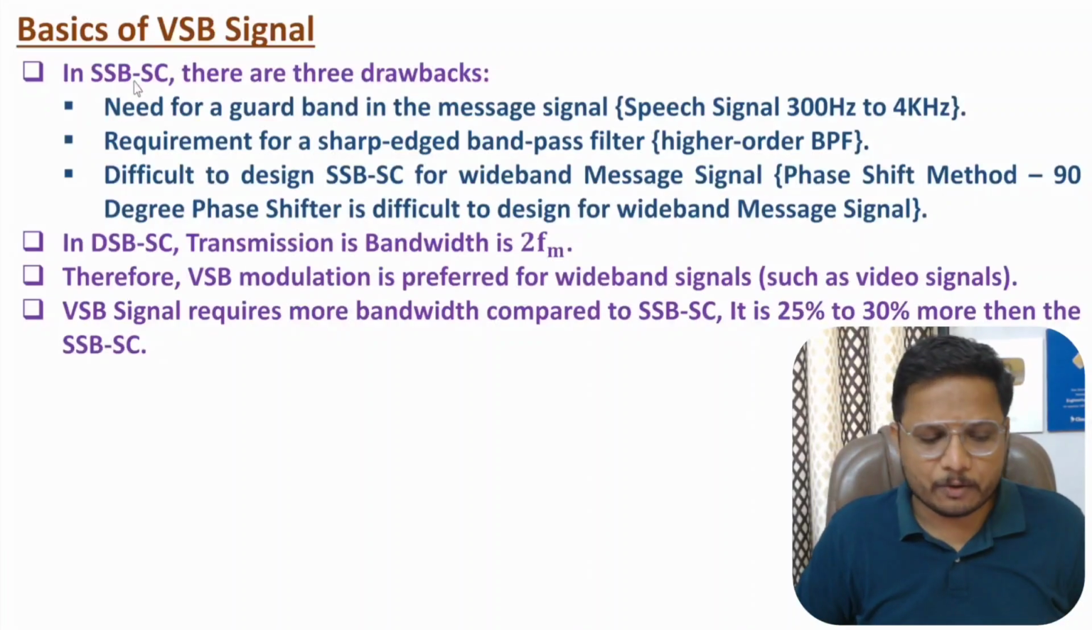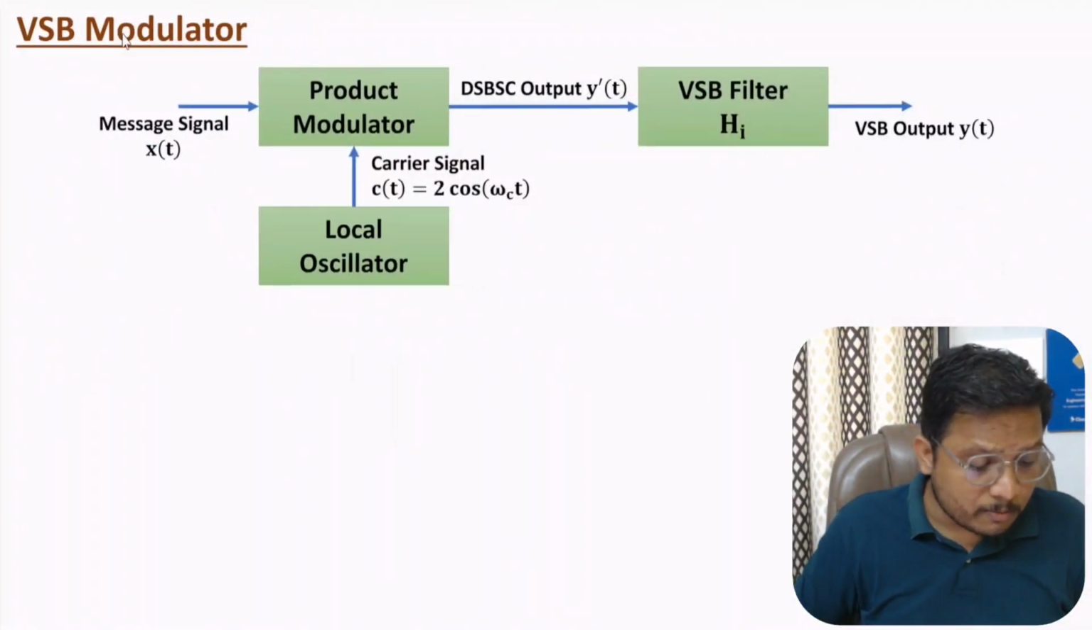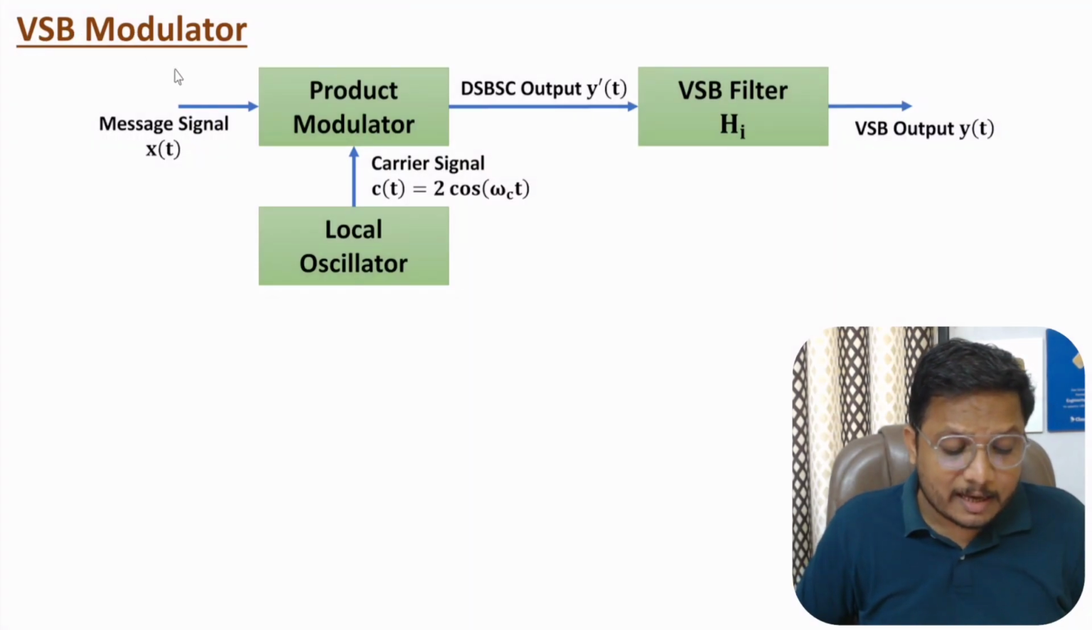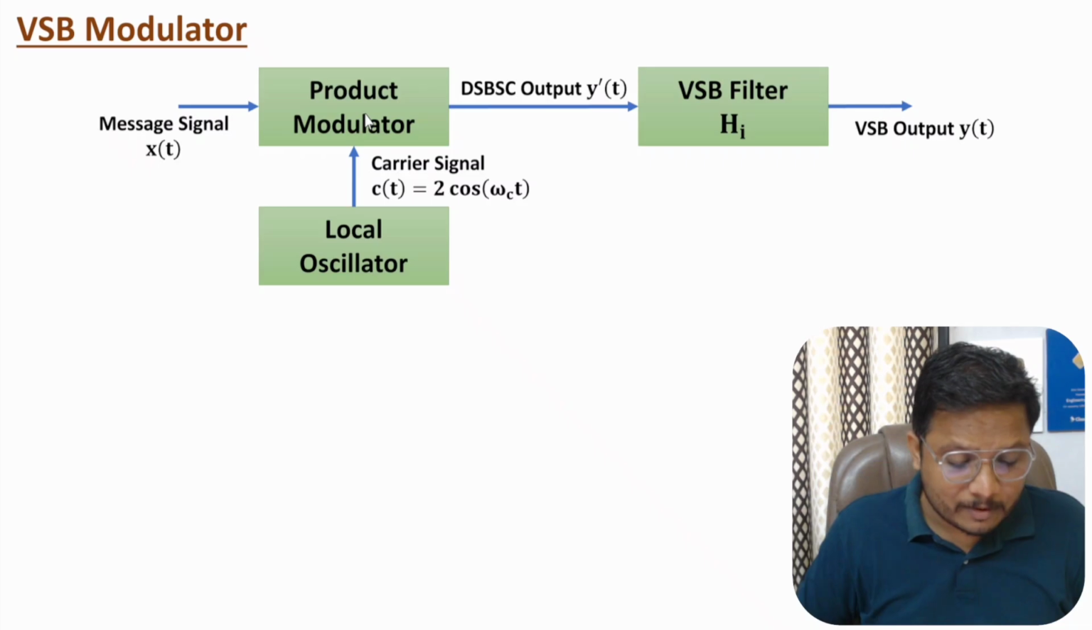Now I will explain the modulation process of VSB. Here we have message signal that we give to a product modulator, and another input to the product modulator is carrier signal. So the local oscillator will generate carrier signal and the message signal is getting multiplied over here.